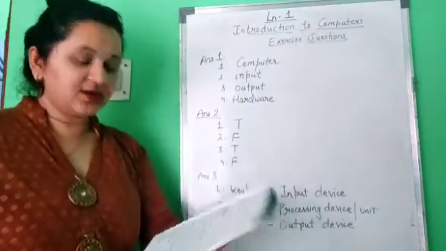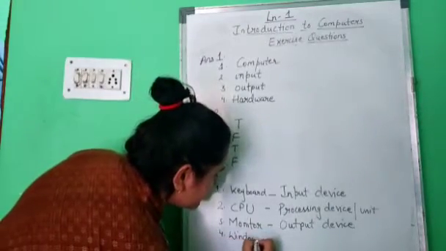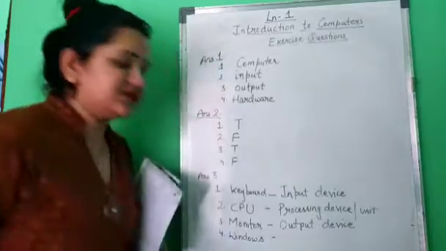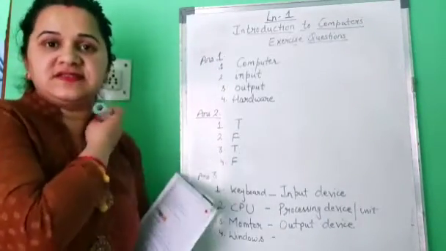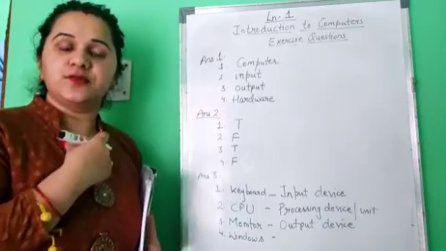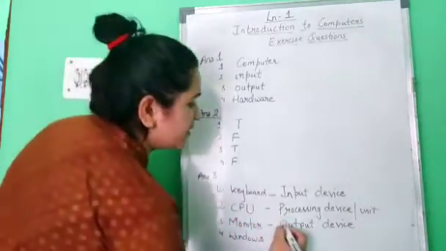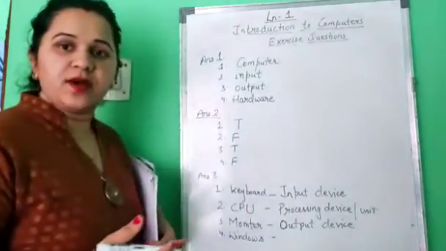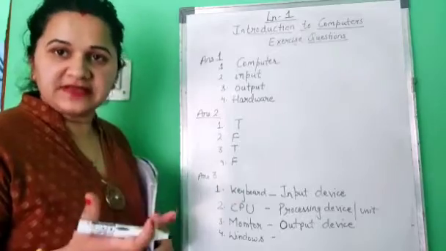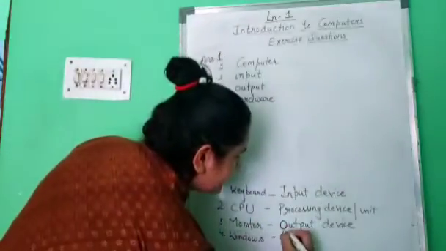Okay, now fourth one, Windows. What is Windows, children? Yes, Windows is a system software. It is an operating system. Okay, without this a computer will not work. It is an empty box. So if you want to make a computer run, you would require what? You would require system software, an operating system, and Windows is an example of an operating system.